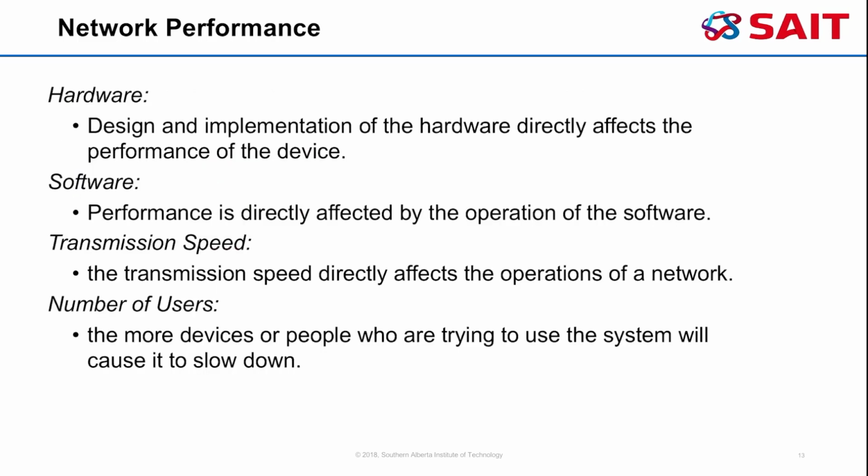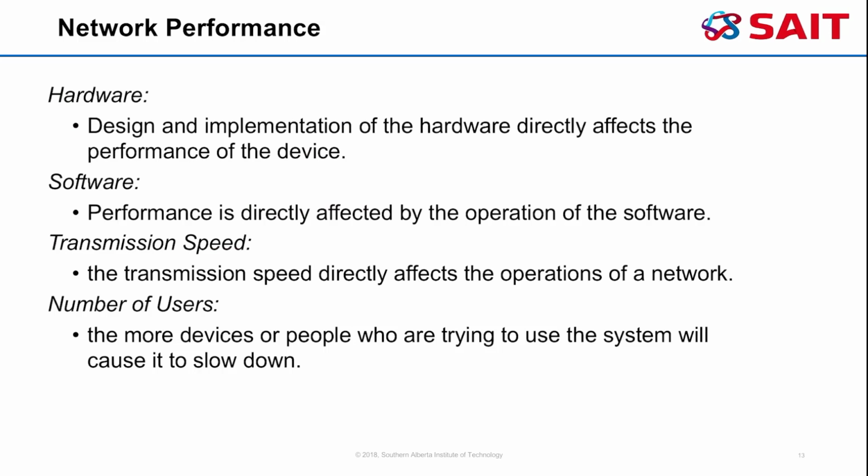So what do we have when it comes under network performance? Things that affect network performance, of course, are your hardware and the software that's running. Is it efficiently using that hardware, or is it poorly designed software that affects performance? So you have hardware, software, and the transmission speed: what's the equipment and the medium capable of in terms of bits per second.